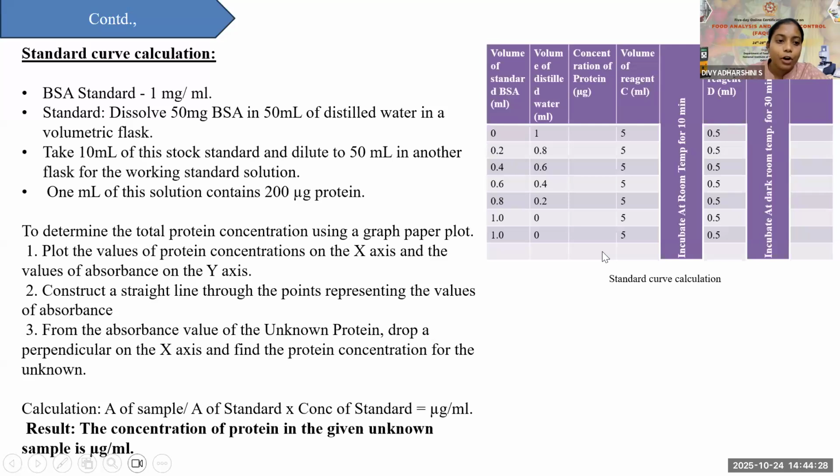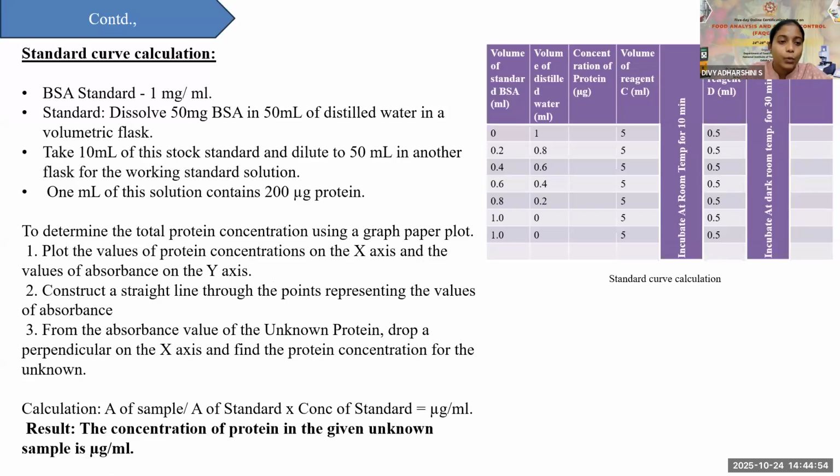That's it. For plotting the graph, once we get the absorbance, I will also show the video demonstration. Before that, I will explain briefly. Plot the value of protein concentration on the x-axis and the value of absorbance on the y-axis, and construct a straight line through the points representing the absorbance values. Once we do that, we will get a straight linear graph.